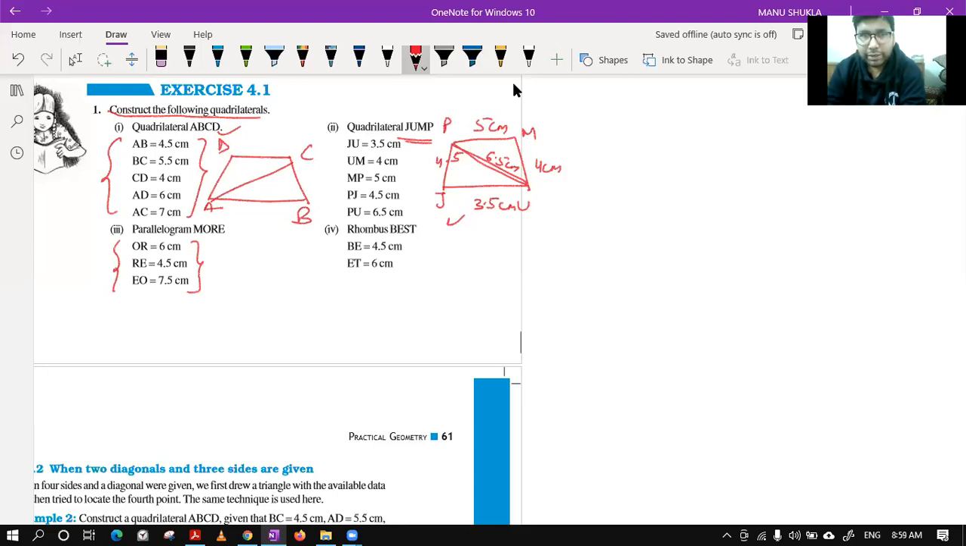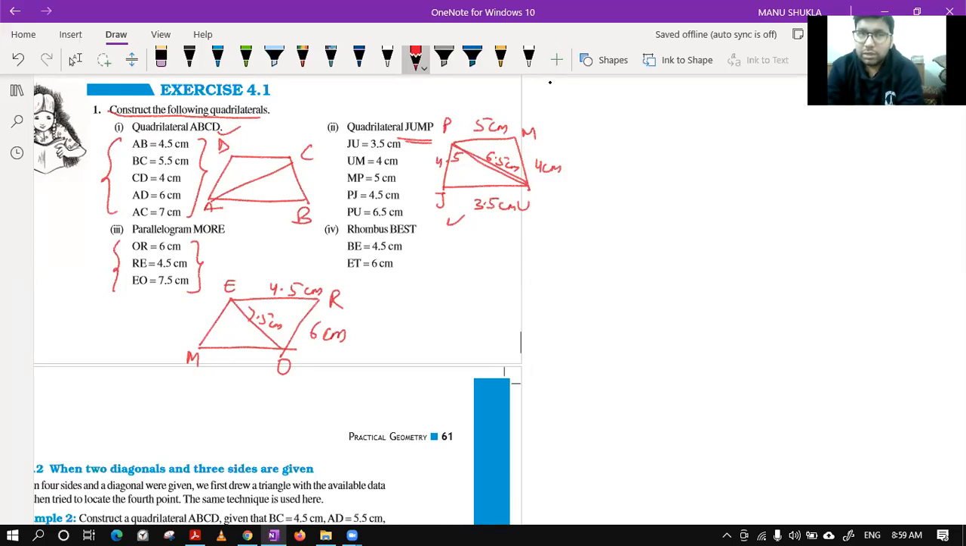Now, see, in this one we have a parallelogram MORE, in which what is given to us is OR equal to 6 centimeters. Then RE is given as 4.5 centimeters, and EO is given as 7.5 centimeters. So class, in this question we are not given 5 things. What to be done now? How can we construct such a quadrilateral in which only 3 things are given to us?